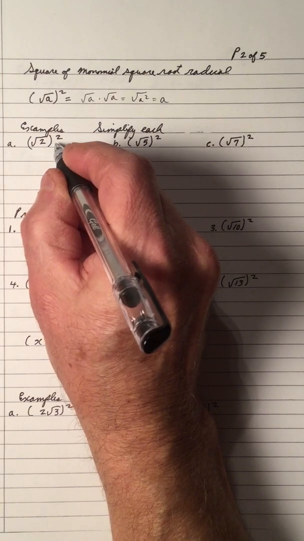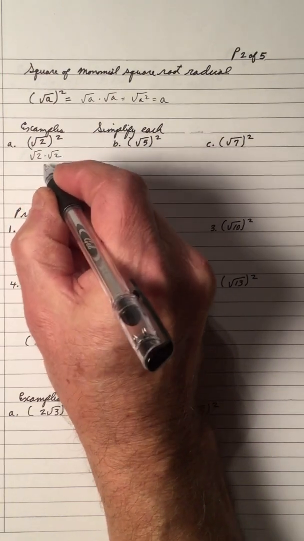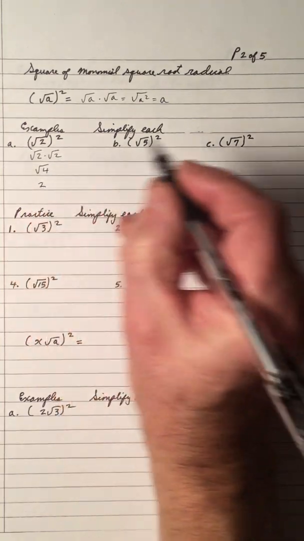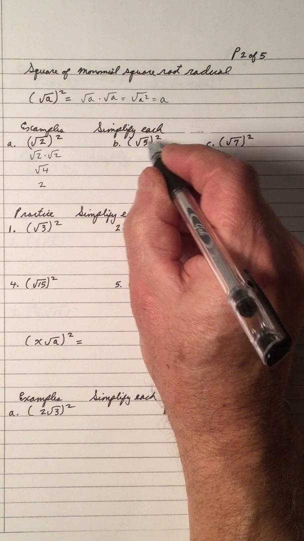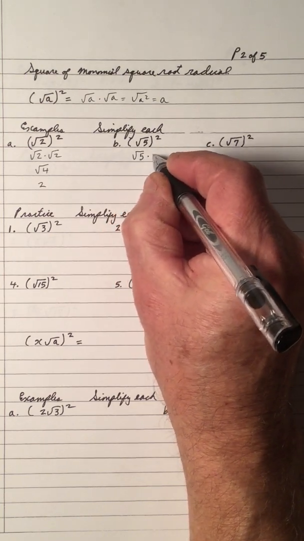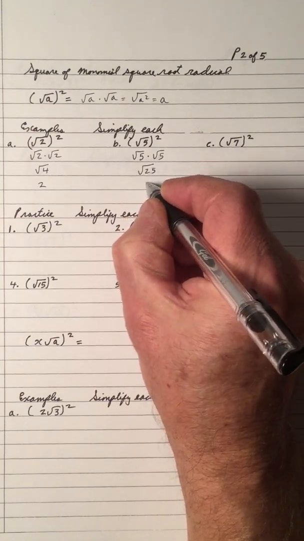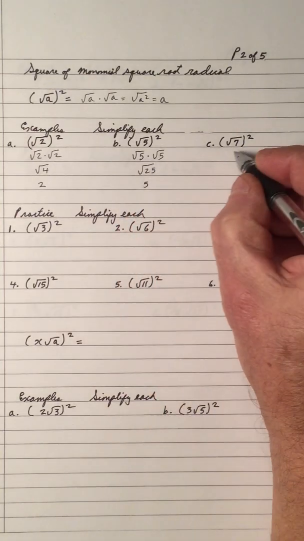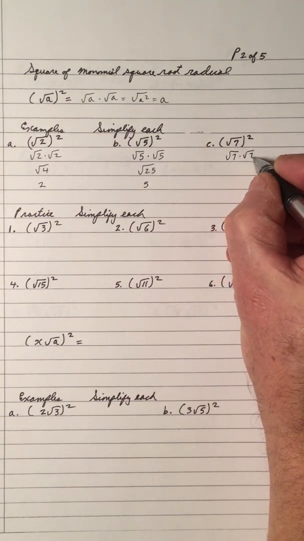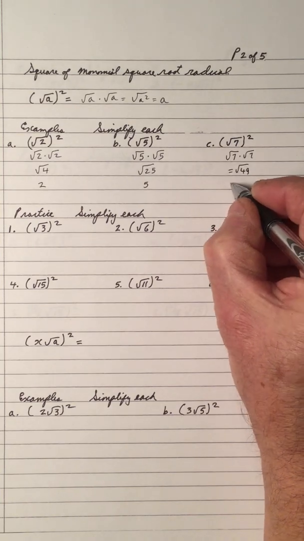Root 2 squared is root 2 times root 2, and root 2 times root 2 is root 4, and the square root of 4 is 2. Root 5 squared is root 5 times root 5, which is the root of 25, which gives you 5. Root 7 squared is root 7 times root 7, which is the root of 49, and the square root of 49 is 7.